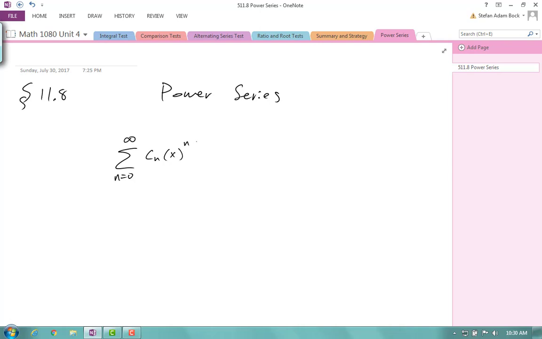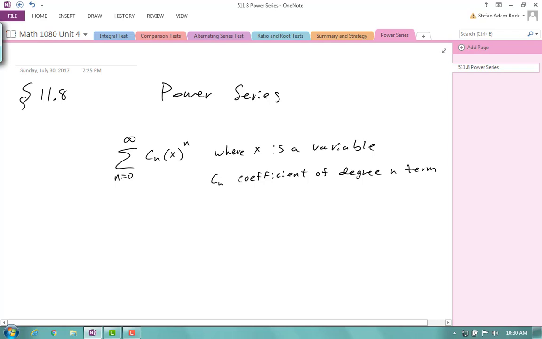So a power series is a series of the form c sub n times x to the n, where x is a variable. And the c sub n's are just a label for the coefficients to this variable. So we have a little bit of a convention just to make things easy for ourselves.